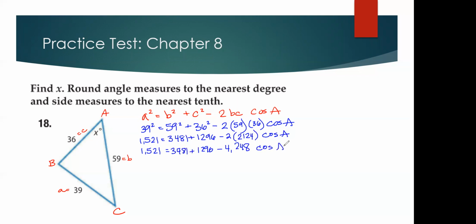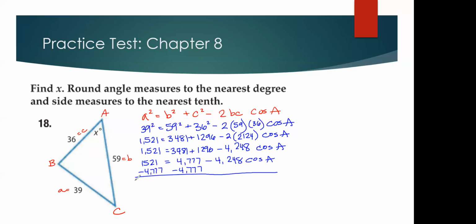And I'm going to bring everything else down. Don't forget about that cosine A. And then this ends up being 1,521. We add these two together, and this is 4,777 minus 4,248 times the cosine of A. So we don't subtract this. We've got multiplication here. What we're going to do is subtract 4,777 from both sides.